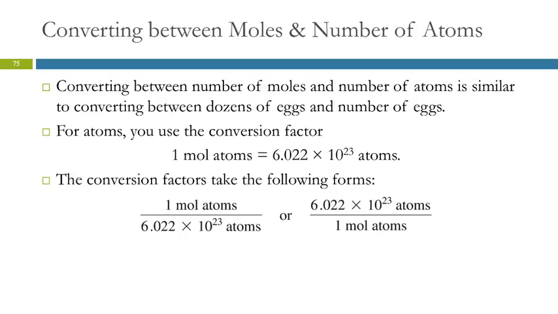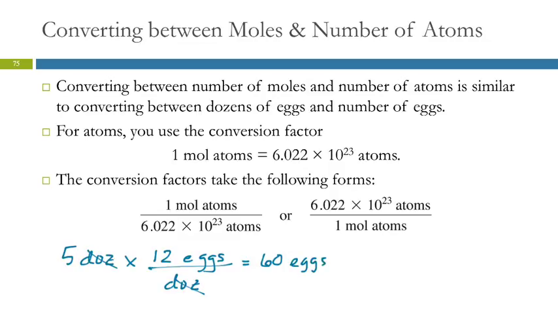Multiply by 12, right? So what you're doing in your head, which you can do because it makes sense to you, is 5 dozen eggs, well, there are 12 eggs per dozen. Right? The dozens cancel out and you get 60 eggs. It's the very same idea with a number different than 12. It's a weird number. So these are the 2 variations of the conversion factor. Moles over 6.022 times 10 to the 23rd atoms, or you can flip it upside down.